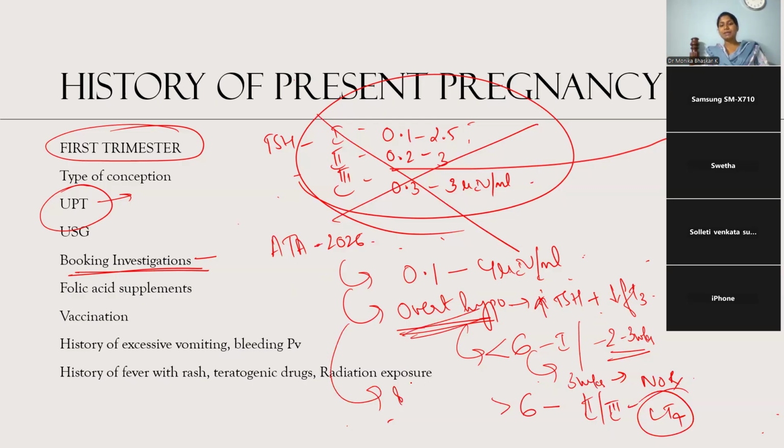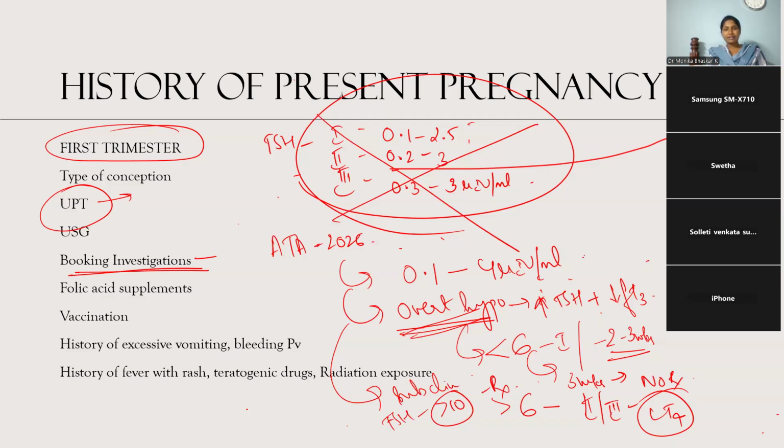So what about subclinical hypothyroidism, where TSH is high but T3, T4 are normal? So whenever there is subclinical hypothyroidism, if the level of TSH is more than 10, you have to definitely treat.